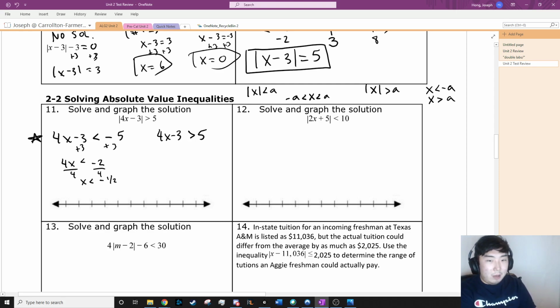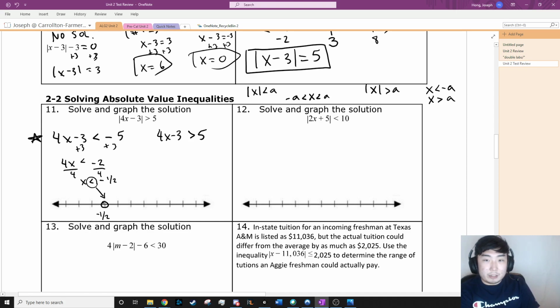And I'm going to just draw this right here. Oh, it's not a closed circle. It's an open circle. And the reason why it's an open circle is because of this. So I'll draw an arrow for that. My arrow's ugly. There you go. Negative 1/2.